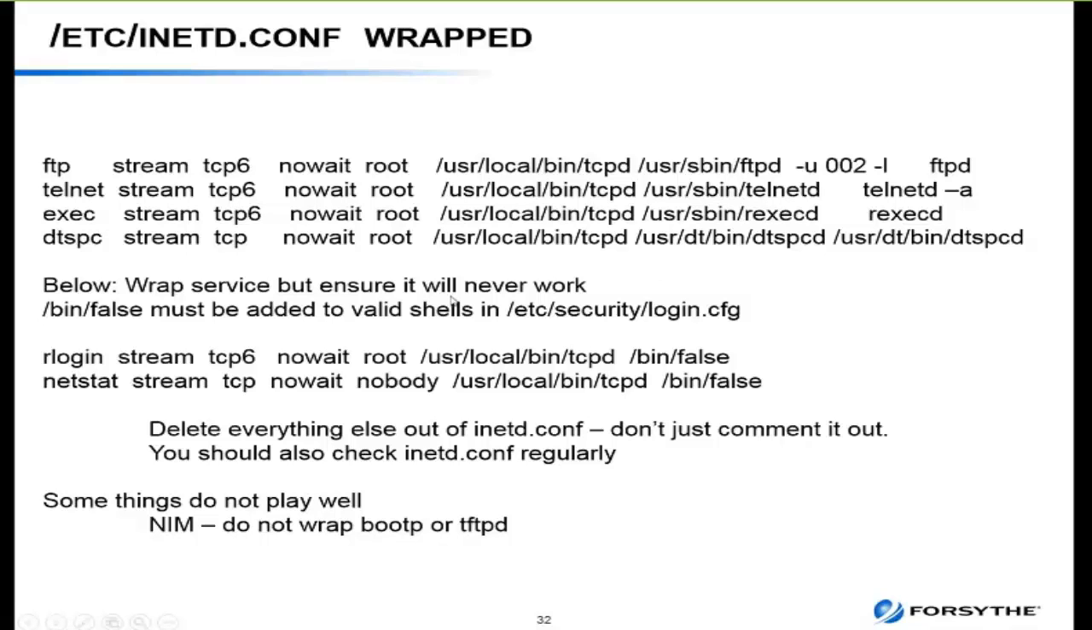If you want to wrap a service because you want to know that people are trying, but you don't want them to be able to log in, one way to do that is to add /bin/false as a valid shell into /etc/security/login.cfg. It's all the way down at the bottom. And then here's an example with rlogin, where I replace the rlogin line by inserting my TCP wrapper. That way I'll get a log entry. And then I set it to /bin/false, so that if somebody tries to log in, I get a log entry, but they never get anything other than being logged back out. And as I mentioned, I clean out my inetd.conf.